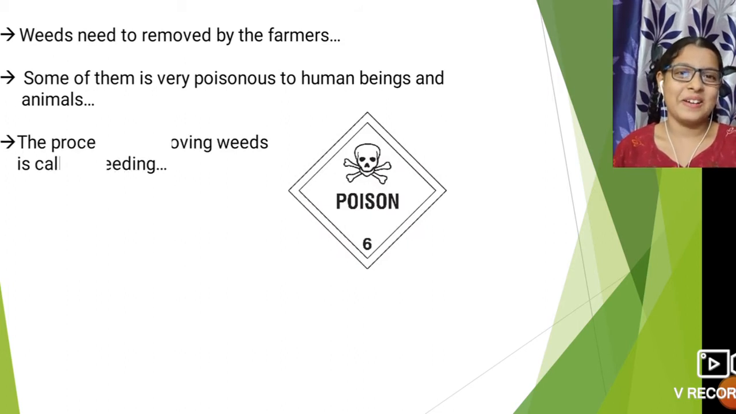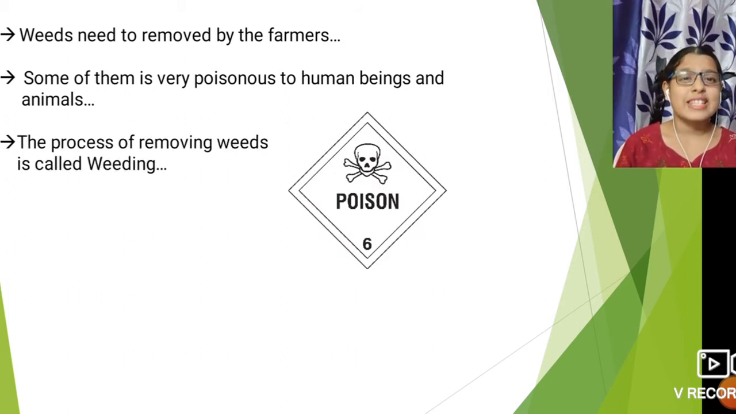Okay, so the process of removing weeds is called weeding. These weeds are nothing but undesirable or unwanted plants which grow among the crops. So the removal of weeds is known as weeding. For example, in previous videos I discussed ploughing, which is the process of loosening and turning the soil. Like ploughing, weeding is the process of removing weeds.